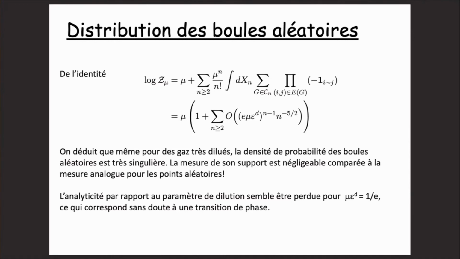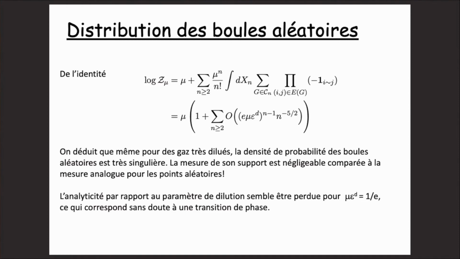But you see that when e times mu times epsilon d is of the order of 1, then you have something like a phase transition. So you lose the analyticity of this function, and so something strange should happen. This doesn't tell you that it's not possible, but that's the first thing. So you have the problem of this analyticity with respect to the dilution parameter.